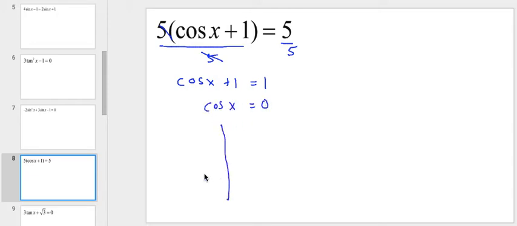And now you have to think on the unit circle, when is the x value 0? And that should happen at two spots, at pi over 2 and at 3 pi over 2. And so, for this problem, those are our only two answers.